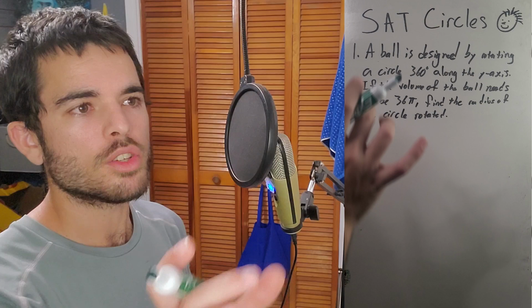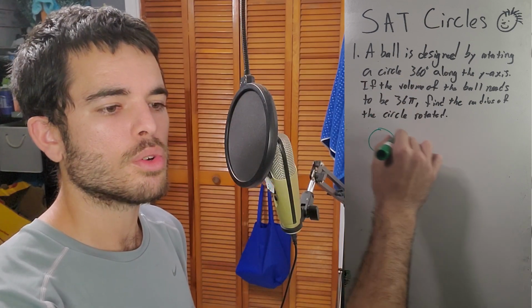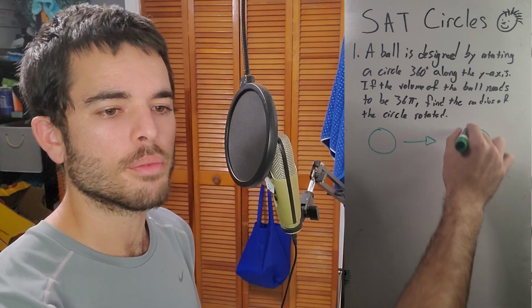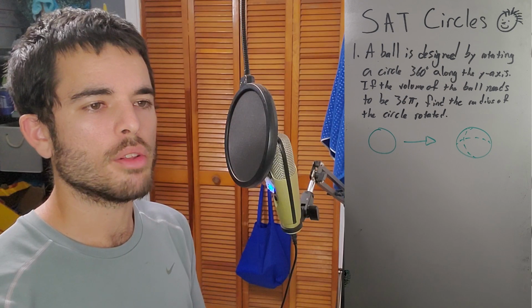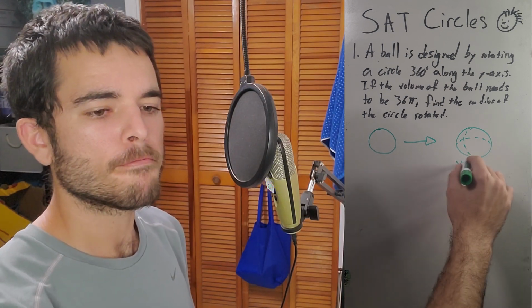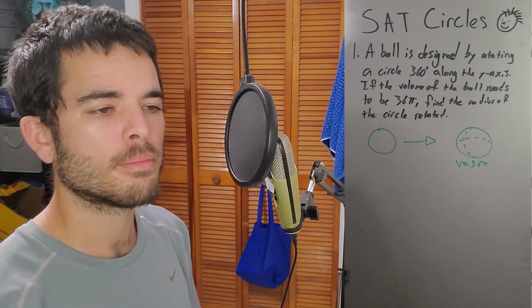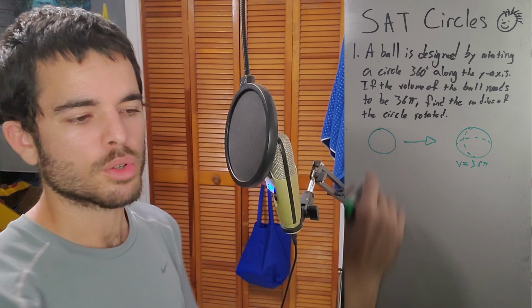this down. We have a circle being rotated 360 degrees. All that's saying is your circle is becoming a sphere. That's all that happens when they talk about the 360 degrees along the y-axis. Now it says the volume of the ball needs to be 36 pi. Okay, so that's the volume of the sphere. It does say to find the radius of the circle.